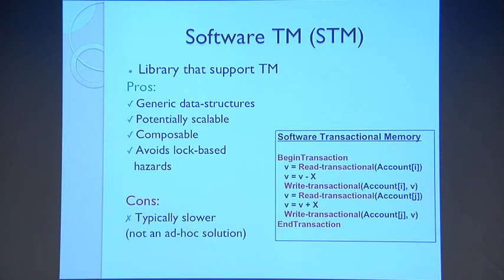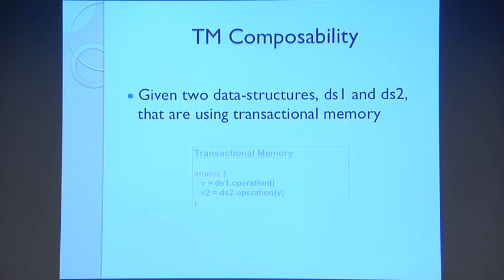And so one of the problems that I found is that it's typically slower, if you compare it to hardware transactional memory or to data-structure-specific non-blocking algorithms. This is a bit slower. We'll look at an example of software transactional memory in a second, but let's talk about transactional memory composability.